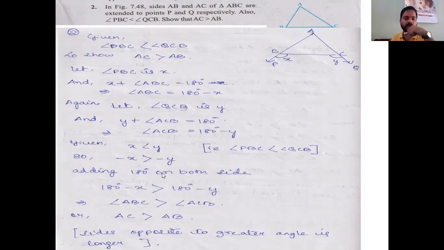Now the second part, what I'm going to do is, I'm going to add 180 degrees on both the sides. So what will I get? 180 degrees minus X, and here 180 degrees minus Y. Now as we know that 180 degrees minus X is equal to ABC and 180 degrees minus Y is equal to ACB, I will place it here. So what we got is angle ABC is greater than angle ACB.